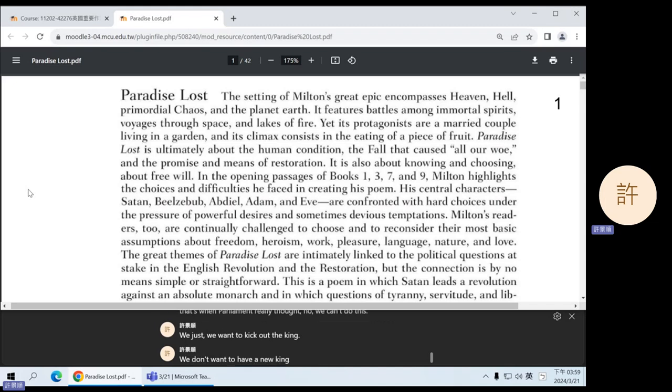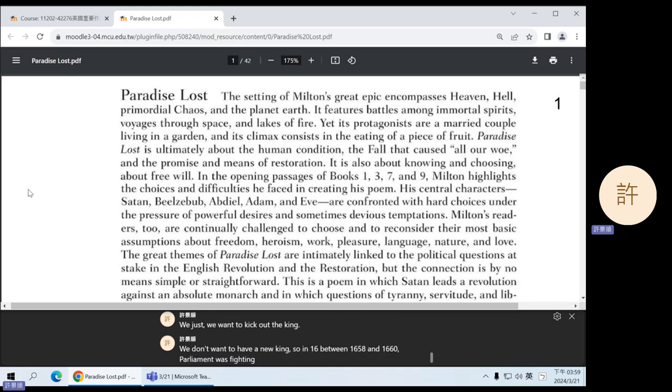So between 1658 and 1660, Parliament was fighting against itself. They weren't supporting the designated leader.